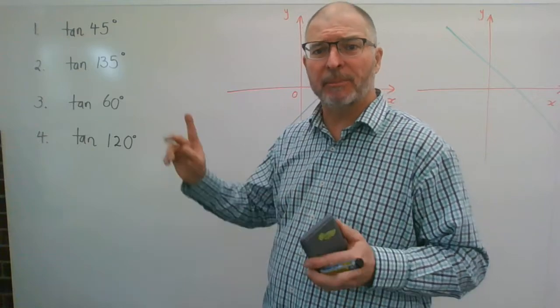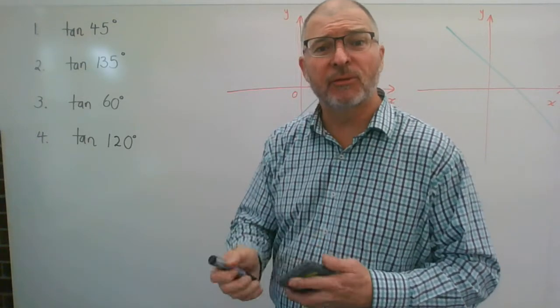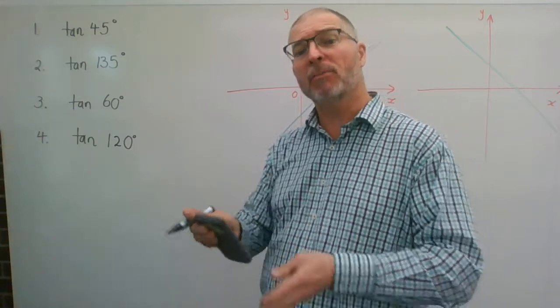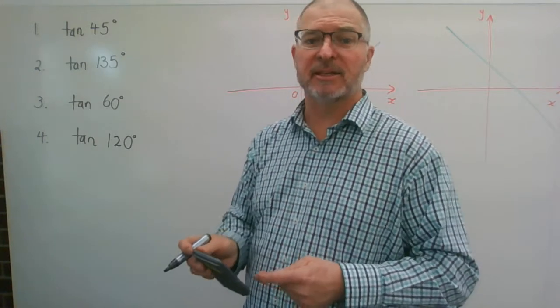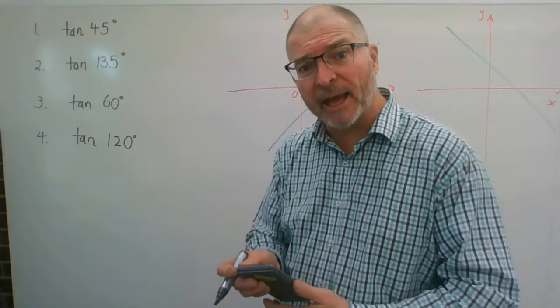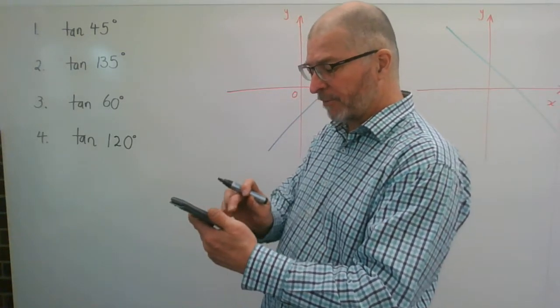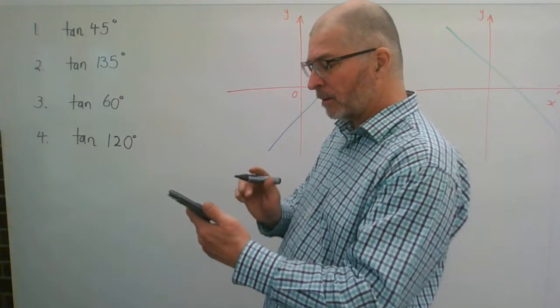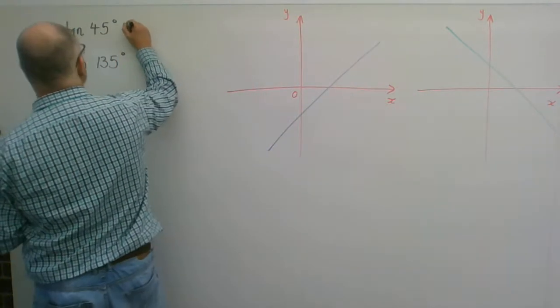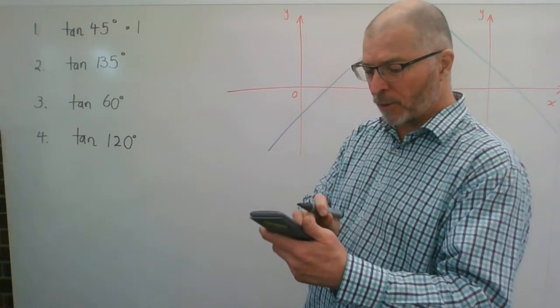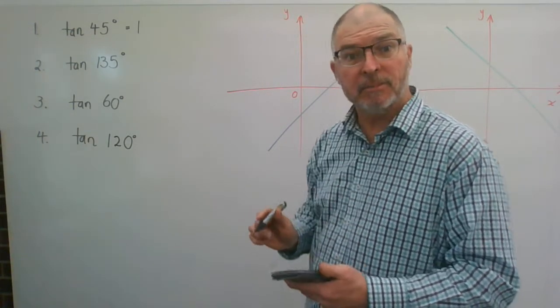We'll get to that in a minute, but let's just work out these few values here to drive home the point that we can get both positive and negative answers out of tan depending on the angle size. So tan of 45 is 1. Tan of 135 is -1.